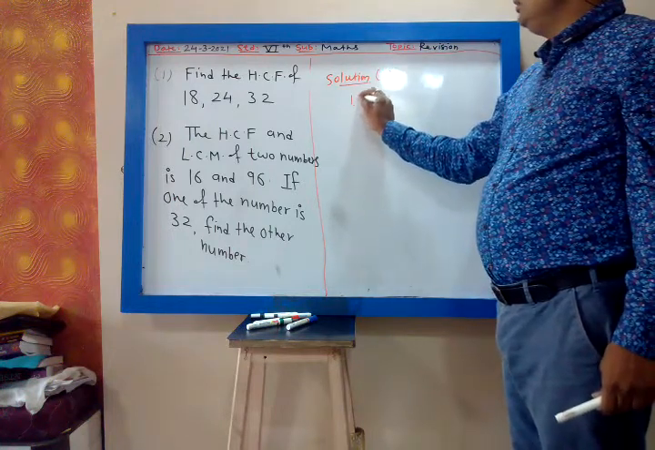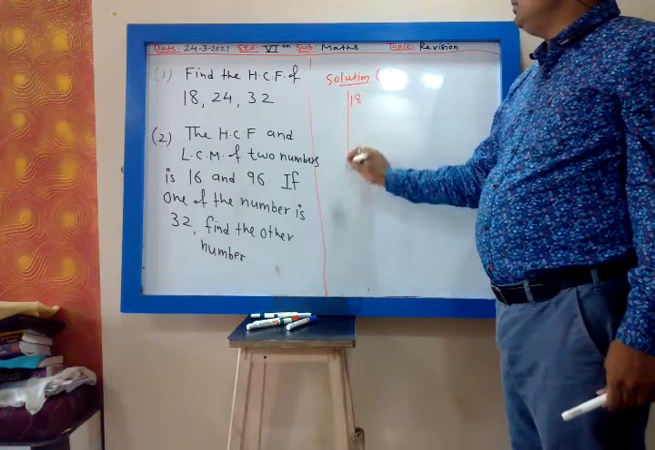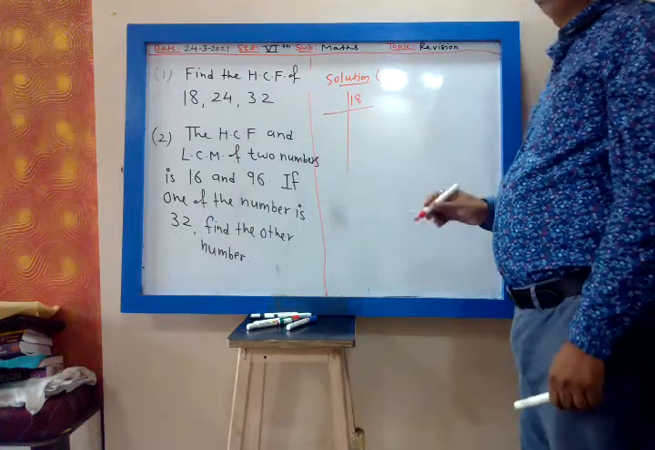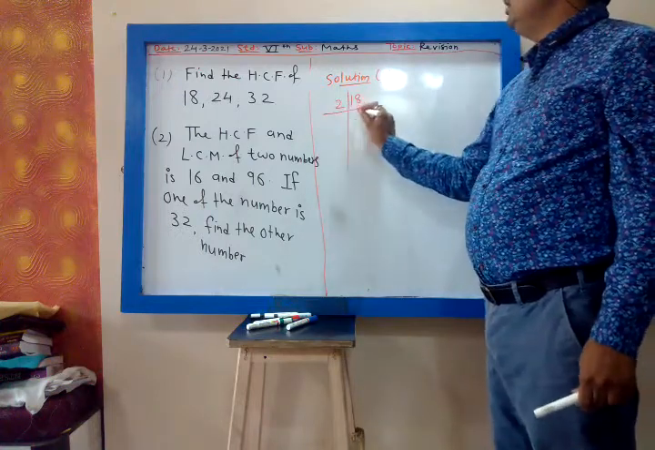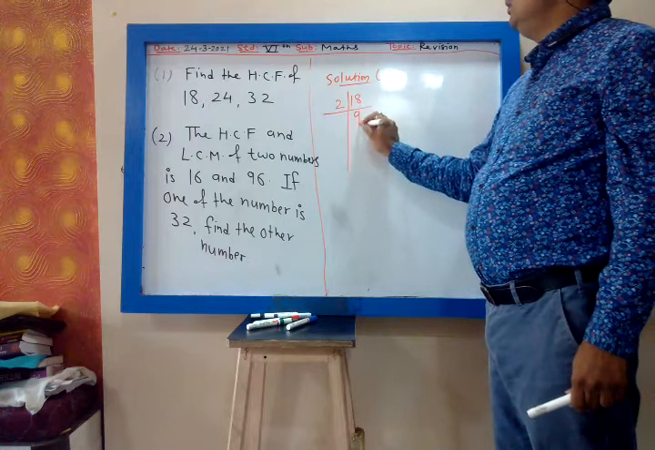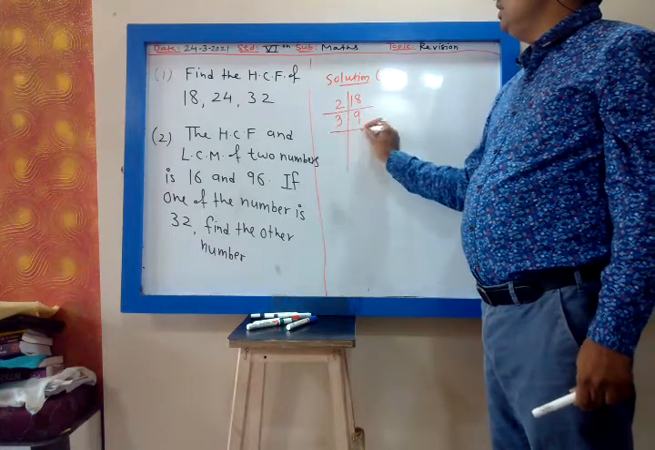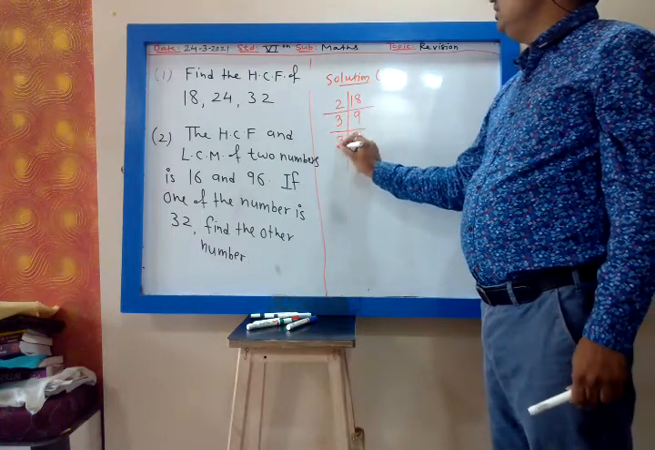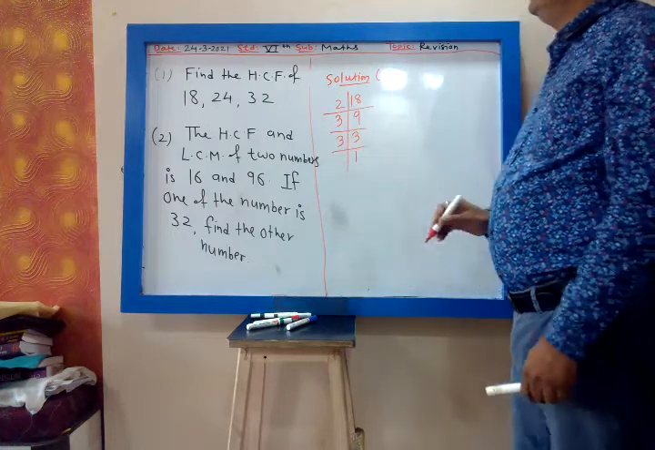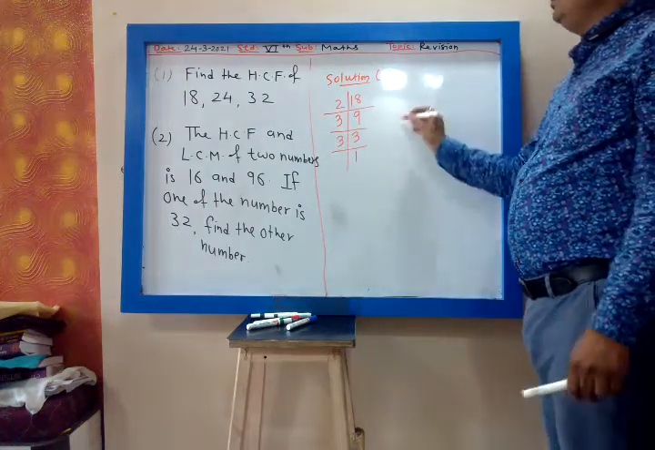18. Let us do the prime factorization method. Factorize 18. The prime number is 2. 2 9s are 18. Then 3 3s are 9. 3 1s are 3. Then the prime factors of 24.